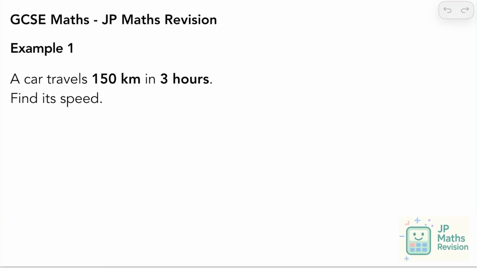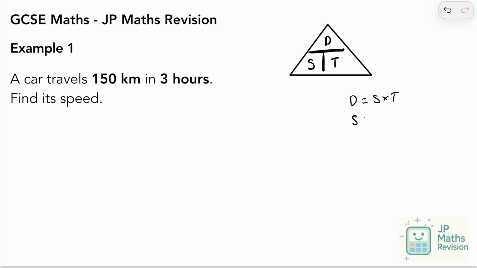So here's an example, a car travels 150 kilometers in 3 hours. We need to work out its speed. So what we can use to help us is a triangle. We call it the speed, distance, time triangle. And we just need to remember that distance goes on the top. So we have speed, distance and time. So distance is equal to speed times time. Speed is equal to distance divided by time, or time is equal to distance divided by speed.